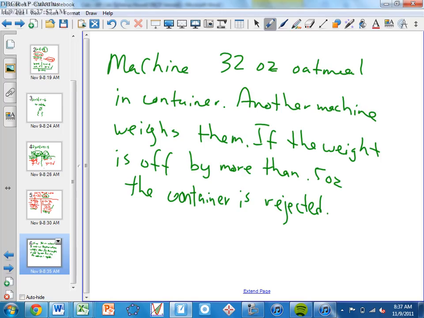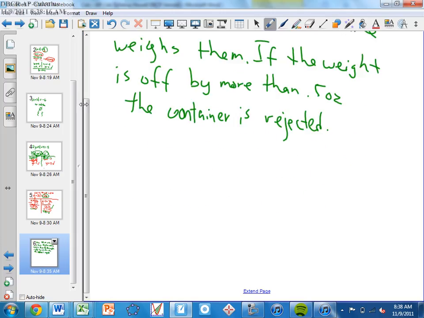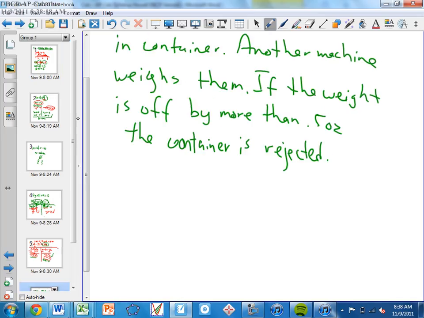Again, the weight of the container when the machine fills it is supposed to be 32 ounces. Another machine weighs that. If it's off by more than 0.5 ounces, it rejects it and sends it back to get fixed. How can we represent this scenario using absolute values?